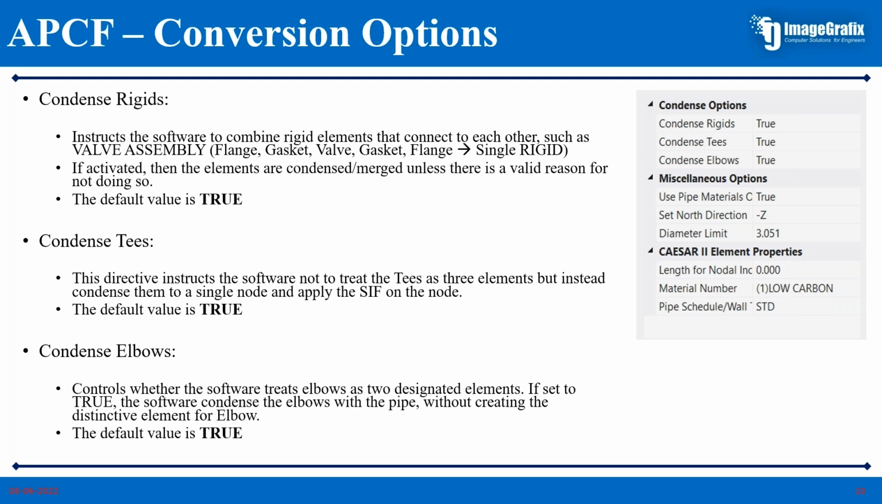And finally the elbows, condense elbows. Similar to tees, if you make it false, then the elbow will be created as an individual element. But if you make it true, the elbow will be condensed and clubbed with your pipe, and the output would be in condensed form. So the default setting for your condense options would always be true in CAESAR. It's up to the user to decide whether you want to have it false or true.